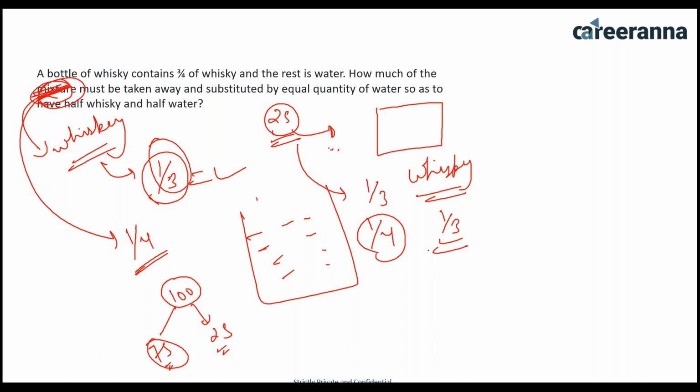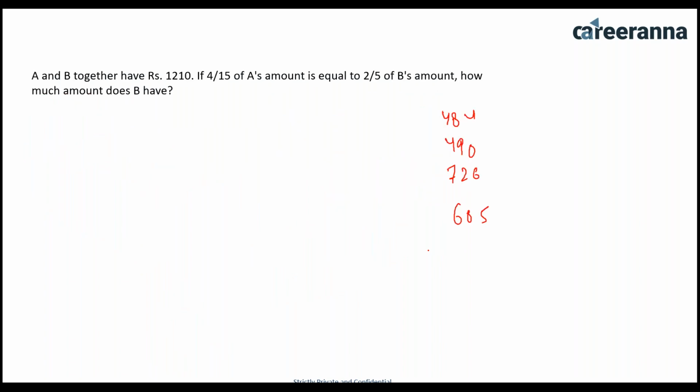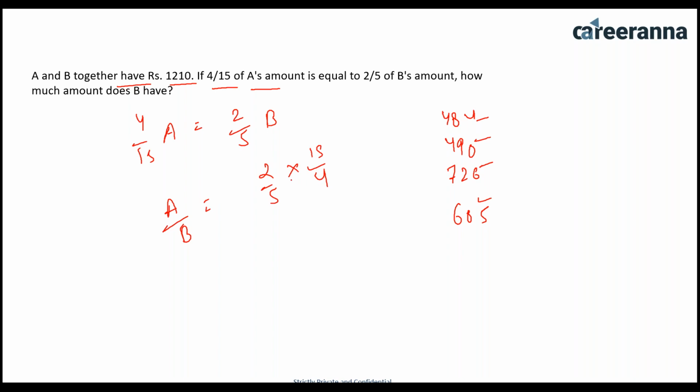Okay, so I told you what is the confusion here. So A and B together have 1210. If 4 by 15 of A is equal to... okay, so I got four options. Let me tell you what is the answer. Let me solve it for you. 4 by 15 of A equals 2 by 5 of B. So can I write it like this? A by B equals 2 by 5 multiplied by 15 by 4. It will be 3. It will be 2.